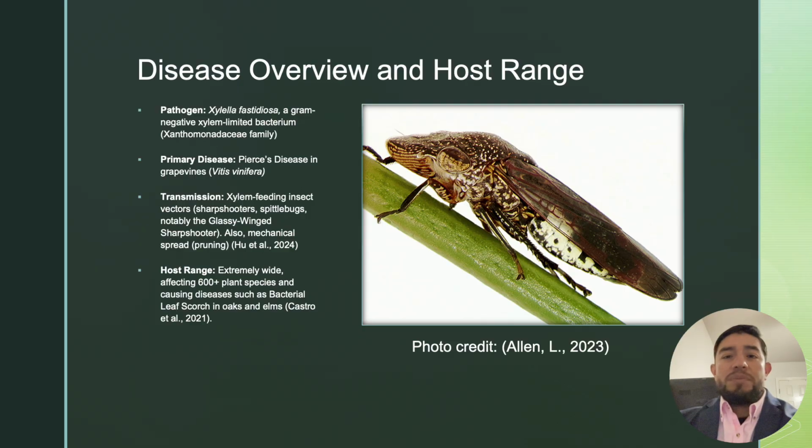While it is most famous for causing Pierce's disease in grapevine, a condition that can wipe out entire vineyards, it is by no means limited to grapes. My research highlights that its host range is massive, affecting over 600 different plant species. This includes not just agricultural crops, but also landscape trees like oaks and elms, where it causes bacterial leaf scorch. This versatility makes it a threat to entire ecosystems, not just specific farms.